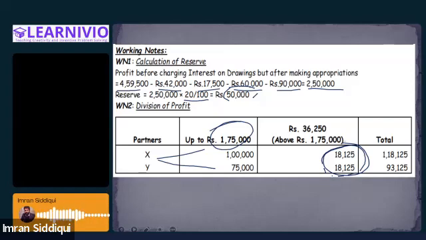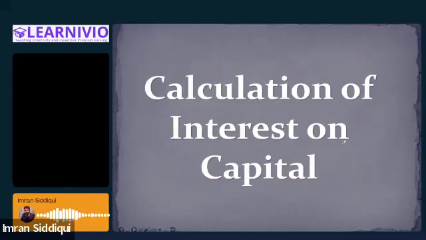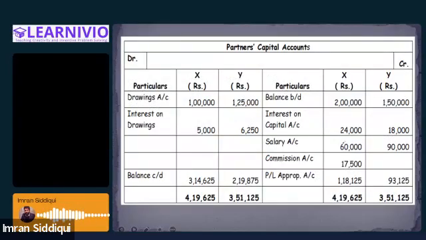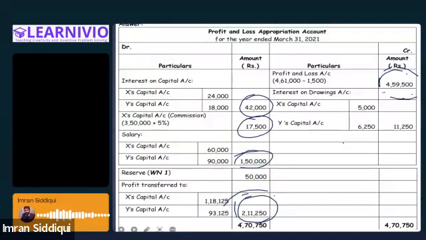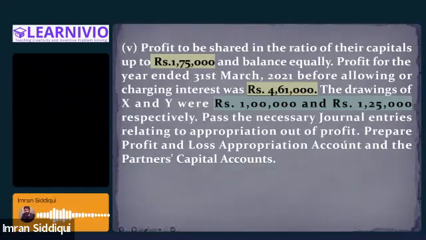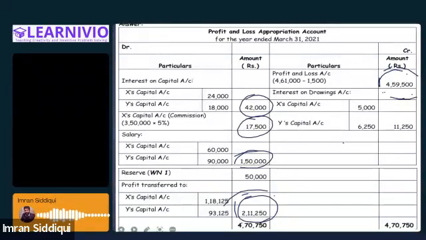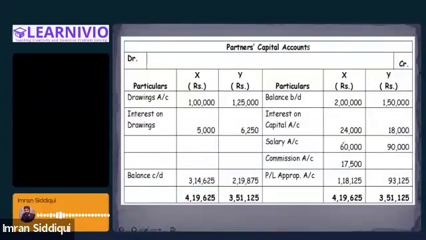Yes, sir. Okay. So this is the most important aspect of this question. If you are able to understand this, then I think you must be able to prepare the P&L appropriation. And apart from this, you are also required to prepare the capital account for this question, which will be easy for you, I guess, since the fifth adjustment is clear for you. I think you can easily form the capital account for this question.